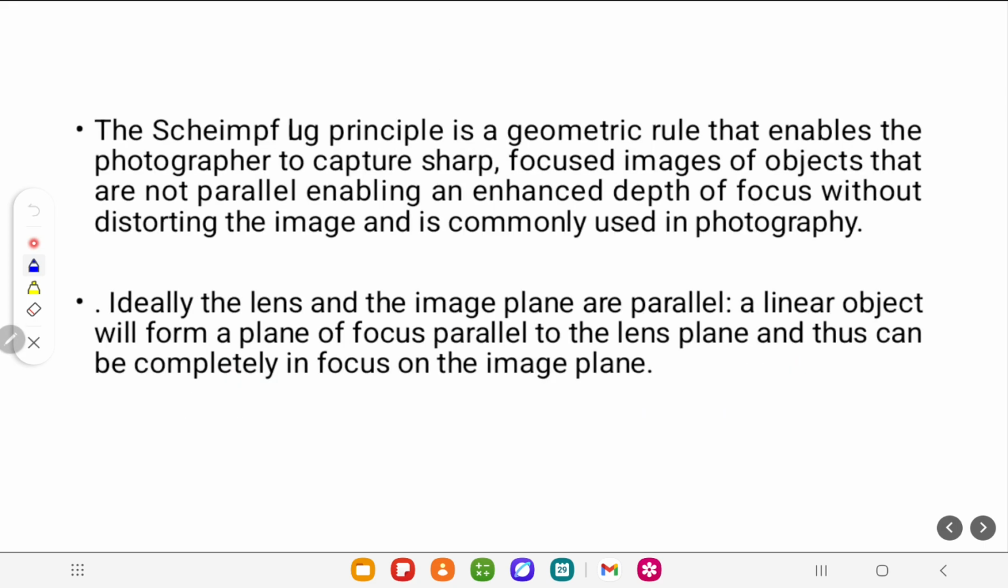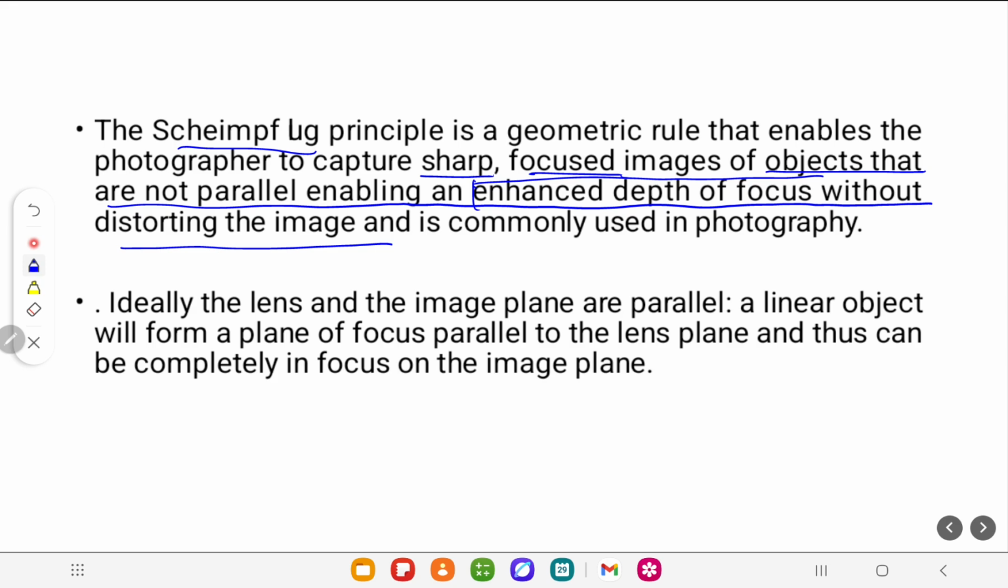Okay, let's move. So the Scheimpflug principle is a geometrical rule that enables a photographer to capture sharp focus images of an object that is not parallel, enabling enhanced depth of focus without distorting the image, and it's commonly used in photography. So what do you mean by that? If objects are not parallel, what we have is enhanced depth of focus without distorting the image.